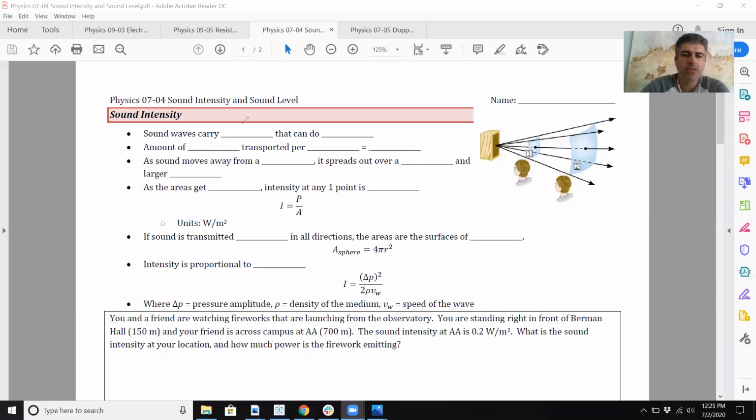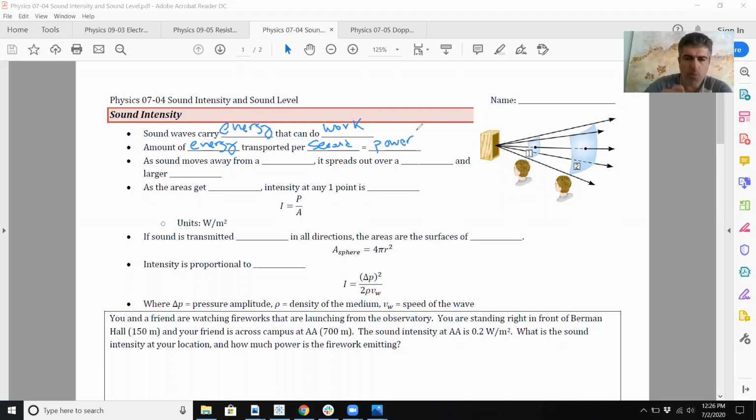Okay, so sound waves carry energy that can do work. The amount of energy transported per second equals power, as we already know.